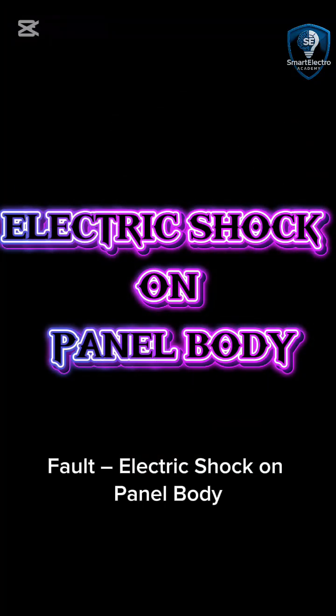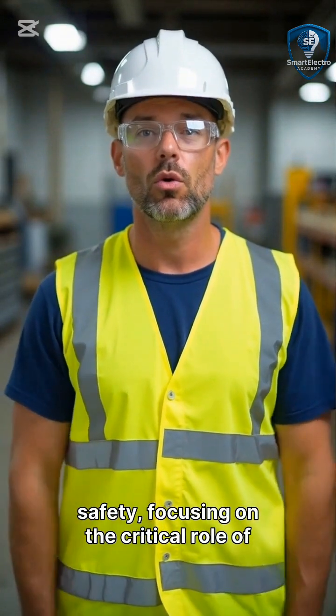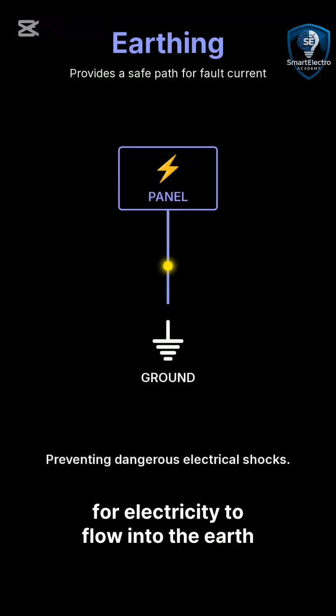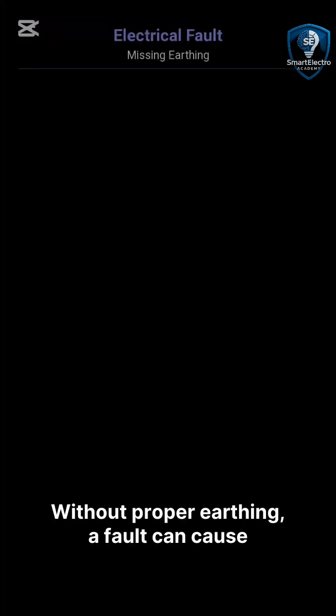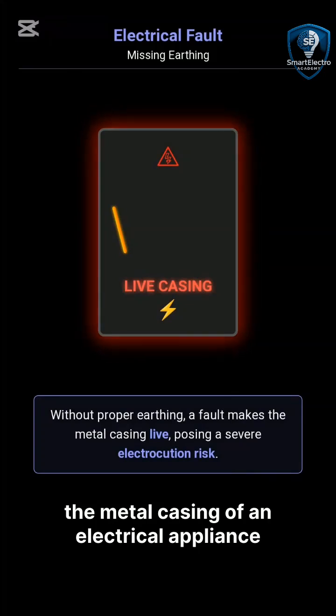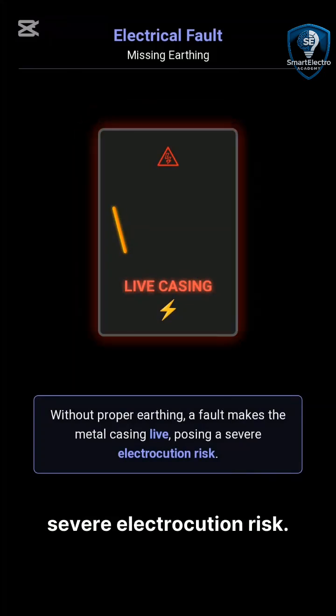Fault: electric shock on panel body. Welcome to this essential guide on electrical safety, focusing on the critical role of proper earthing. Earthing, or grounding, provides a safe path for electricity to flow into the earth in case of a fault, preventing dangerous electrical shocks. Without proper earthing, a fault can cause the metal casing of an electrical appliance or panel to become live, posing a severe electrocution risk.